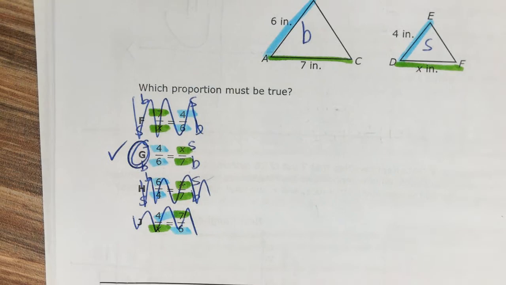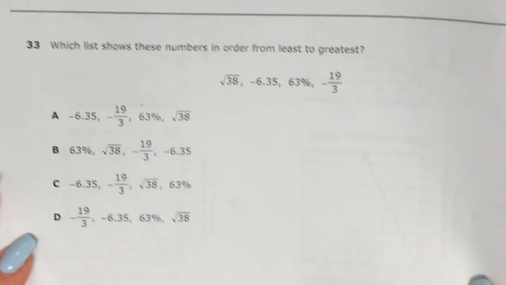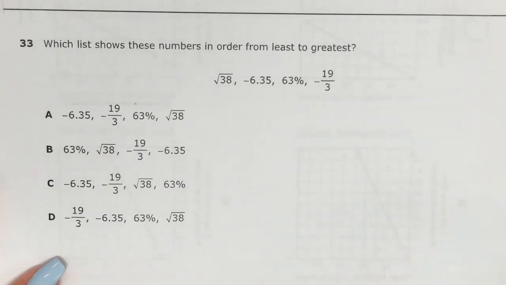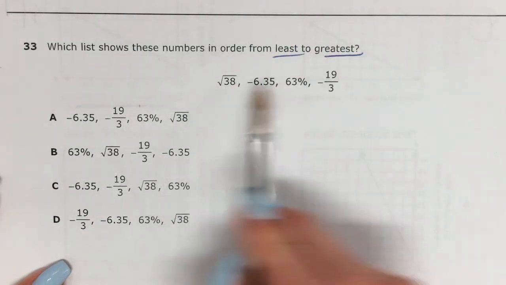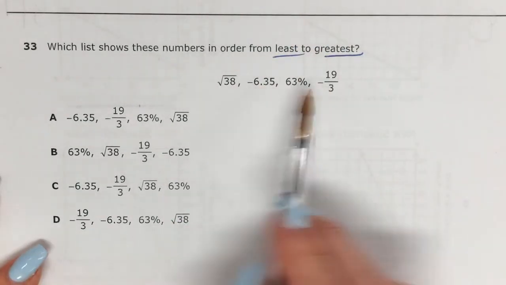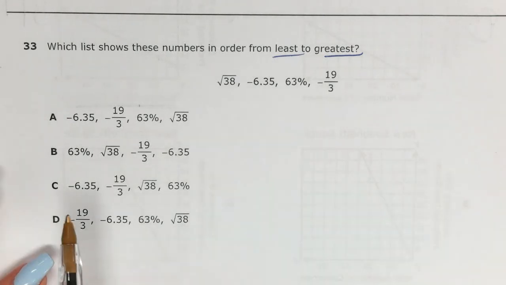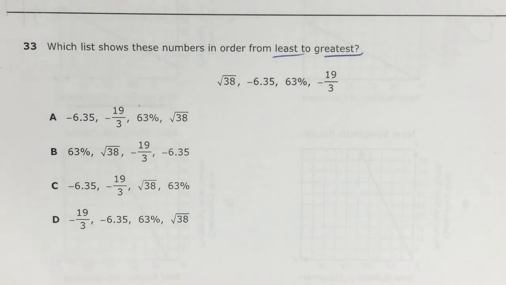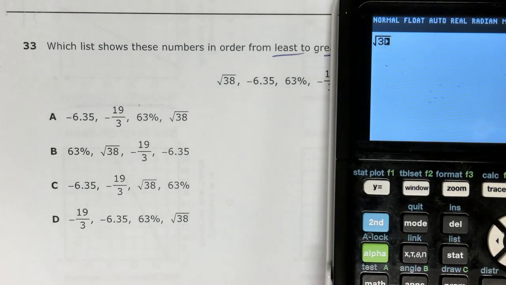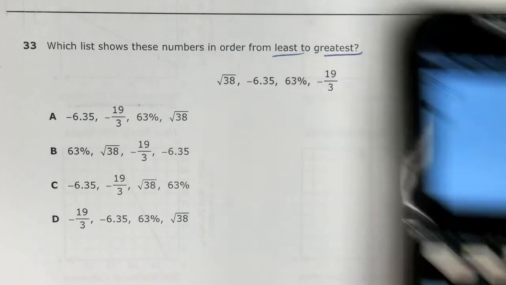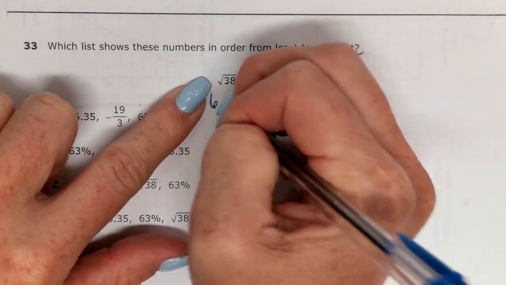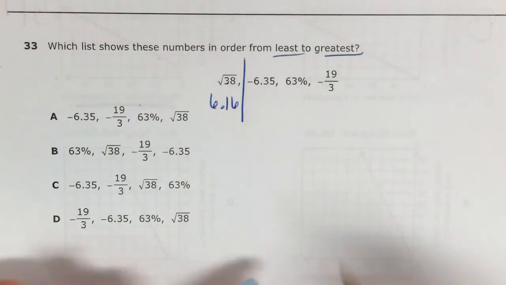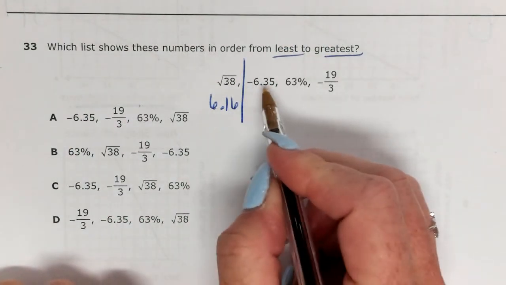Number 33. Which list shows these numbers in order from least to greatest? So if you miss this question, you're going to write these numbers down. Everybody go write these numbers down if you missed it. And we're going to go change them to decimals right underneath them. Okay, so if you missed it, you're writing it down. The square root of 38 is $6.16. So right underneath that, you're going to write 6.16. Is this one already in money form? So I'm good there.